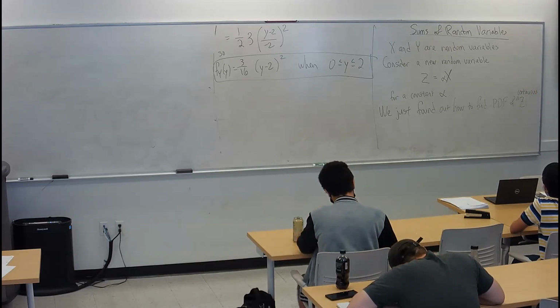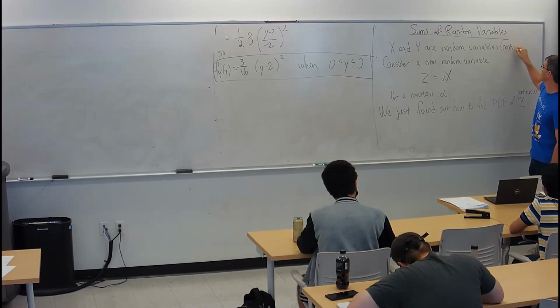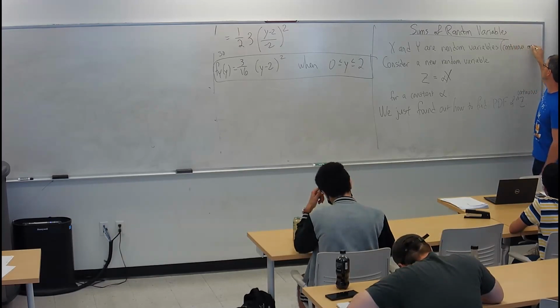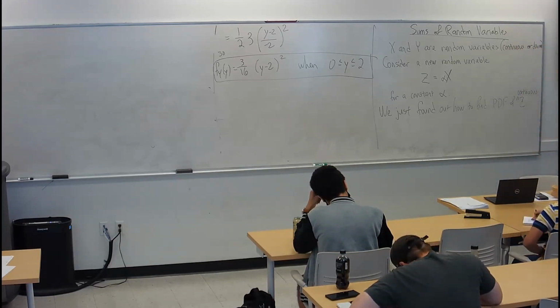So Z is a continuous random variable. And I should emphasize that here they could be continuous or discrete. Doesn't matter. So I'll work on the continuous case, but we could also work on the discrete case. And the answers would work out the same.